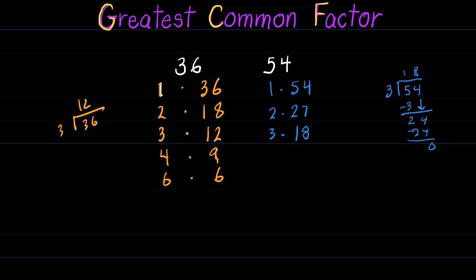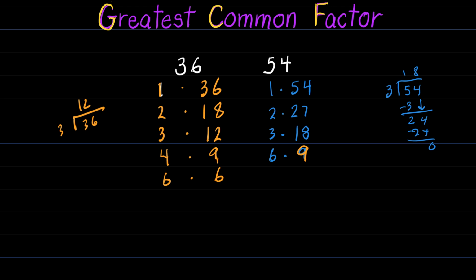What about 5? Nope. 6. That's a math fact. 6 times 9. What about 7? No. 8. No. 9. That's a repeat, isn't it? We already have a 9 here, don't we? So we're done. Now, again, always start with the number that has the fewest factors. It'll make the process go faster. So 54 only has 8 factors.